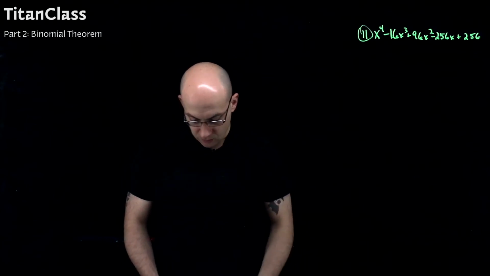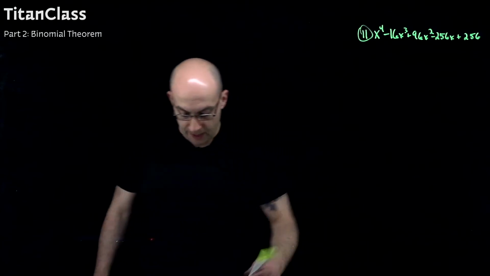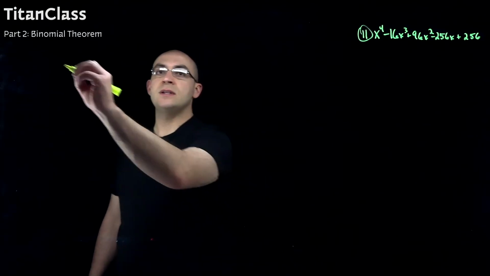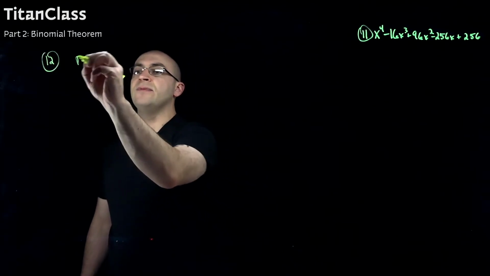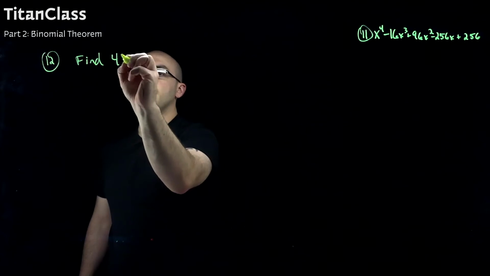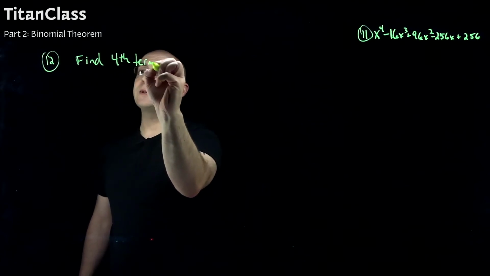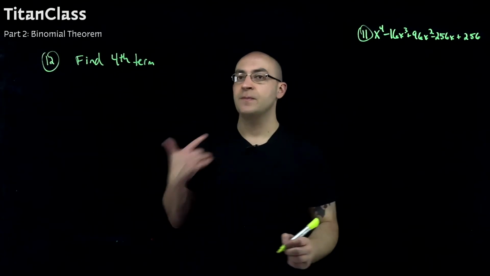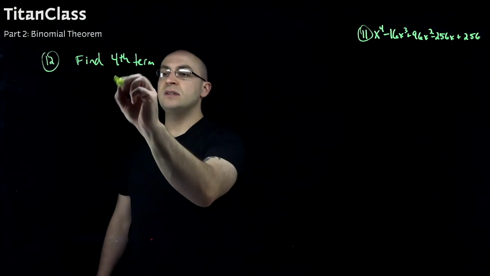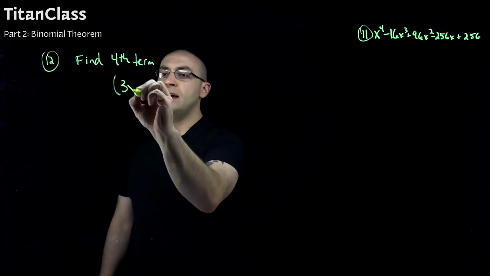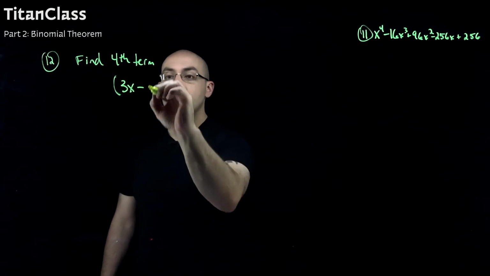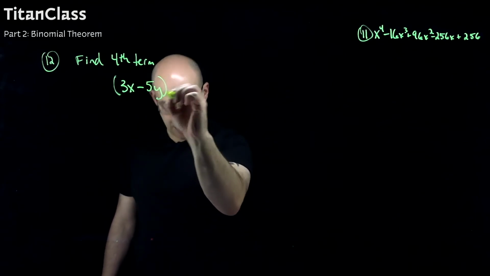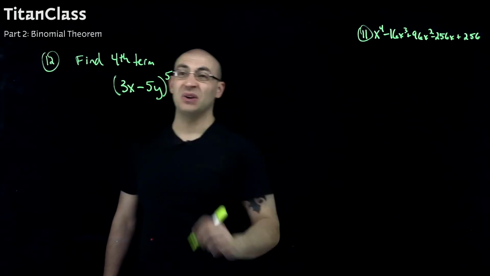Actually, we can just do one more. Okay. Now this one is number 12, and it says to find the 4th term. So I'm just going to expand it until the 4th term, and then I'll go from there. This is a difficult one, right? This is going to be 3x minus 5y to the 5th power. Oh boy.